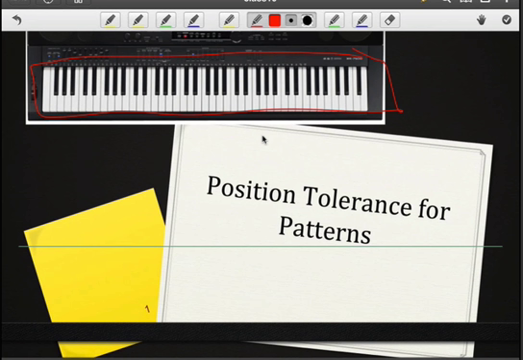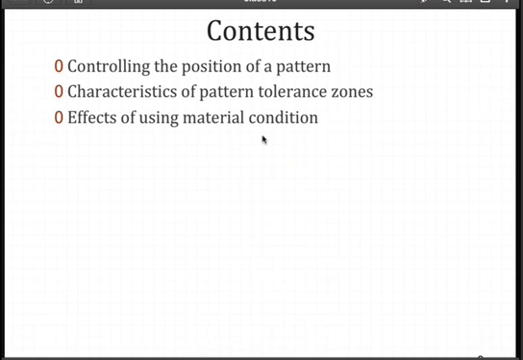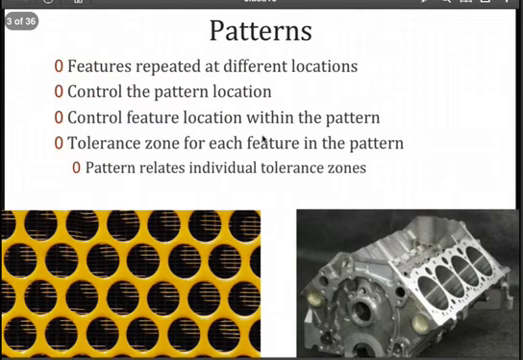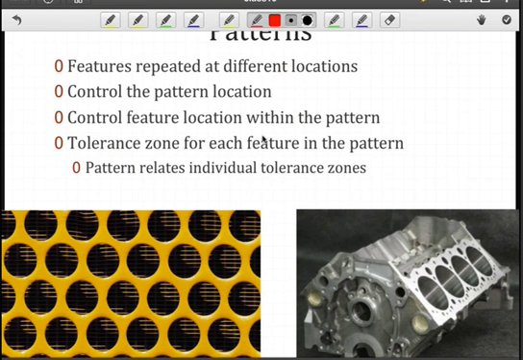So we'll look at controlling the position of the entire pattern, not just individual features by themselves, and that tells us there's a relationship there. What do these pattern tolerance zones look like, and also what is the effect of using material condition on these types of patterns? Well, we see here a bunch of different patterns, and we could group together, for instance, our 4 cylinders on this engine block, or we have cooling holes and mounting threaded holes that we could describe with a pattern.